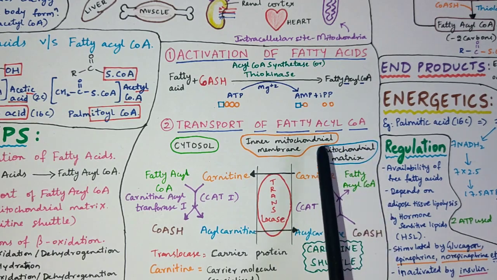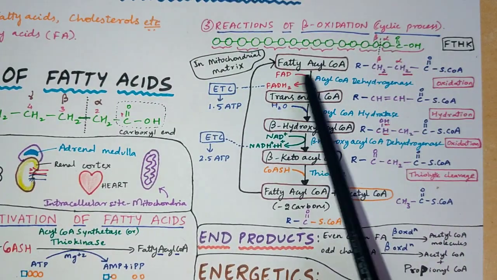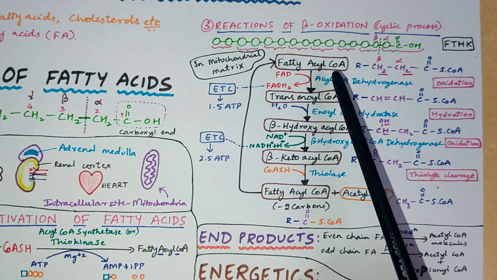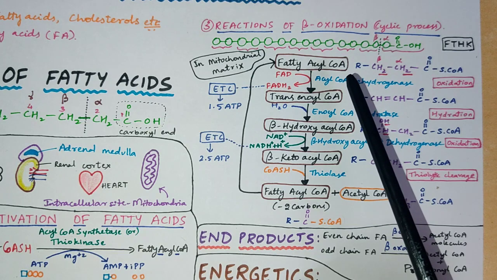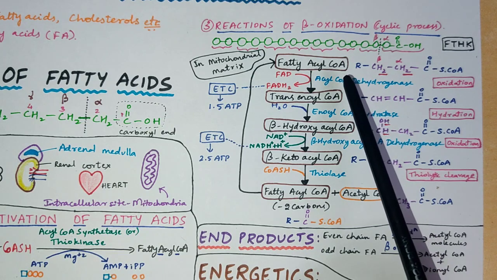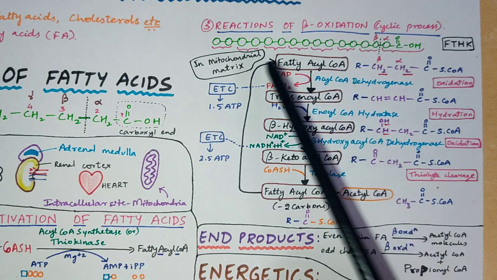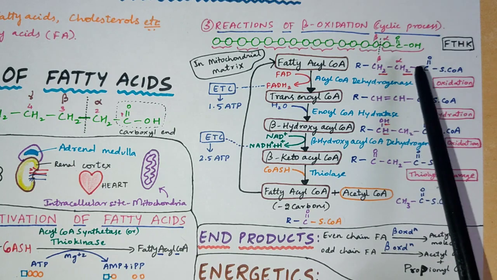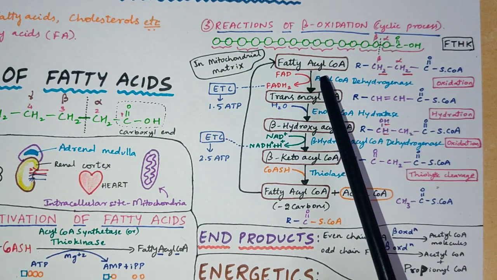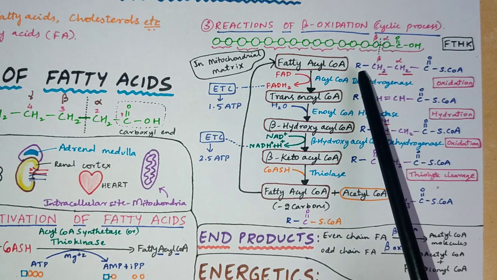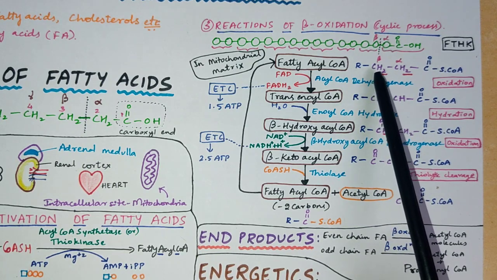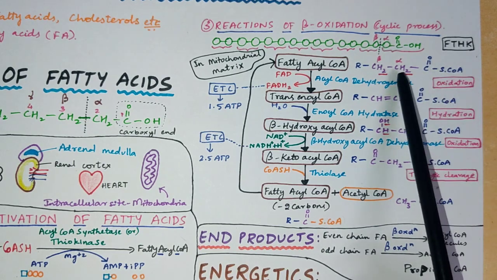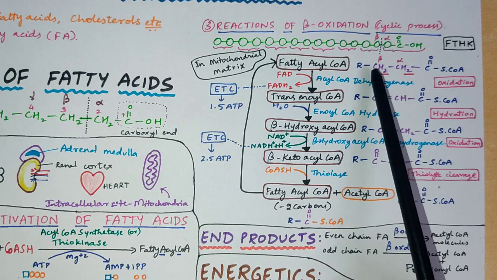Now let's see what happens in the third step. Now the fatty acyl CoA is really very happy as it reaches the mitochondria with the help of daddy carnitine and mummy CoA-SH, and now it is really ready to undergo oxidation inside the mitochondrial matrix. Let's quickly look at the structure of fatty acyl CoA, then get back to the story. So fatty acyl CoA looks something like this. R, hydrocarbon chain, then CH2, CH2, CO, S, CoA. So this is the alpha carbon, this is the beta carbon.